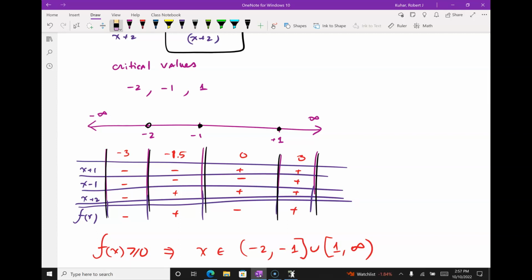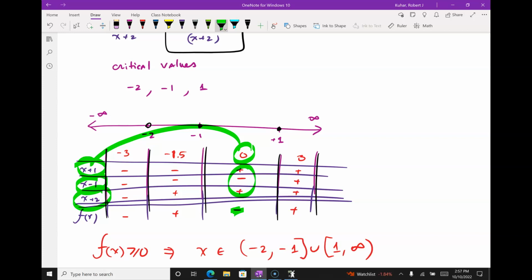So again, when I put 0 into each factor, right? When I put 0 into x plus 1, I get a +1. All I care about is the positive. When I put a 0 into x minus 1, I get a negative. When I put a 0 into x plus 2, I get a positive. And then, right, I'm multiplying or dividing them all, so I get a negative there. Is that making sense? So the whole function is negative there.